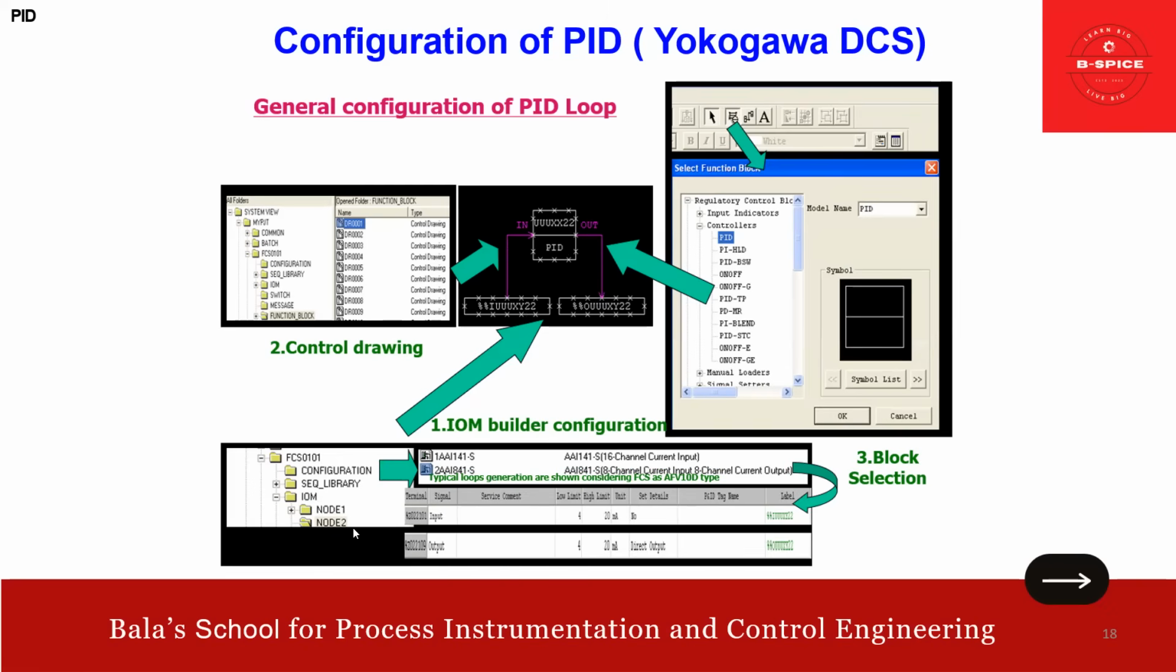I'll just explain one more time. You go to the project FCS, then you go to the particular node, whichever is node 1 or node 2. In this case, node 2. You can see here the AI input, and this is the AO output, analog output. Then you configure your label. Then you go to the function block and go to the control drawing. When you click this, the function block will come up. Then you select the PID, drag and drop it, and connect it. That's it, friends.